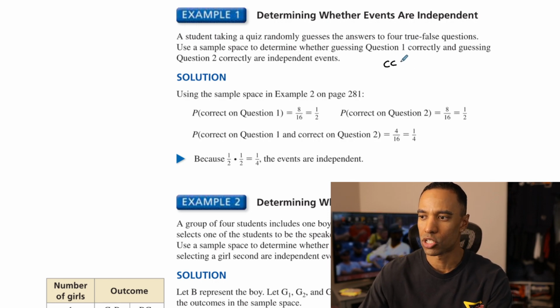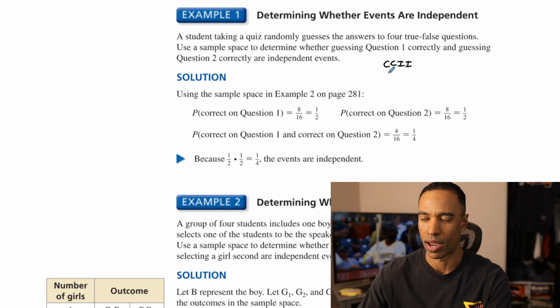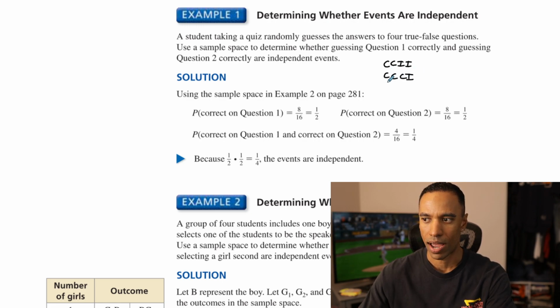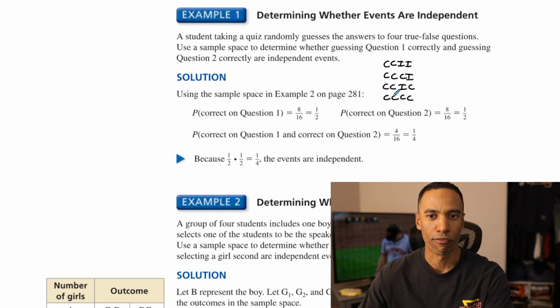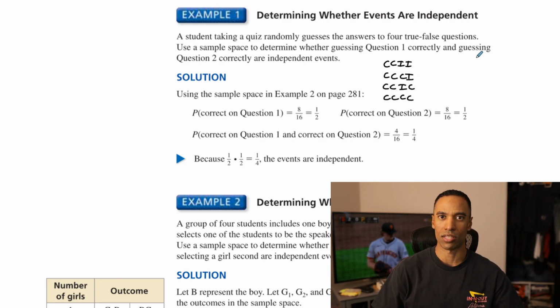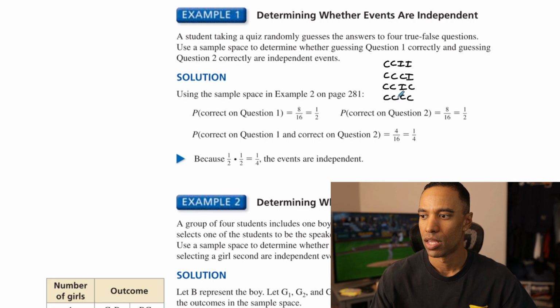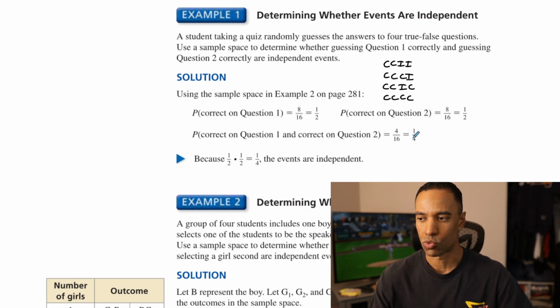We can get both questions 1 and 2 correct and 3 and 4 incorrect. Or you can get these correct and 3 correct and 4 incorrect. These correct and 3 incorrect and 4 correct, or all 4 correct like that. These are the 4 ways out of the 16 different ways that you can answer the questions that would happen. So 4 out of 16 is 1/4.